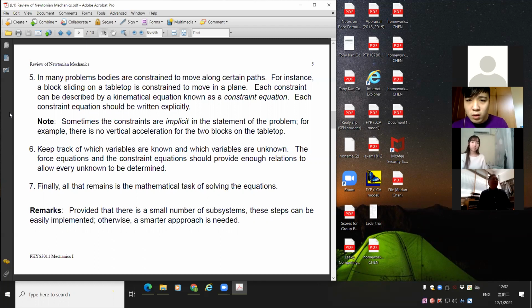So finally, all that remains is the mathematical task of solving the equations. Obviously, you have to know about solving second-order ordinary differential equations for a simple system. If you have a coupled system of 2 particles, you have a system of coupled second-order differential equations. If you have n particles, what do you think? You have a system of n coupled ordinary second-order differential equations.